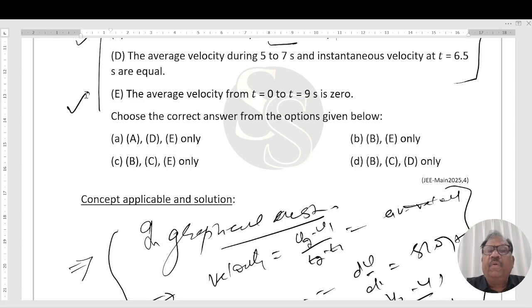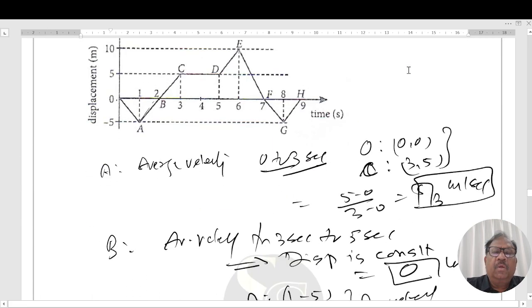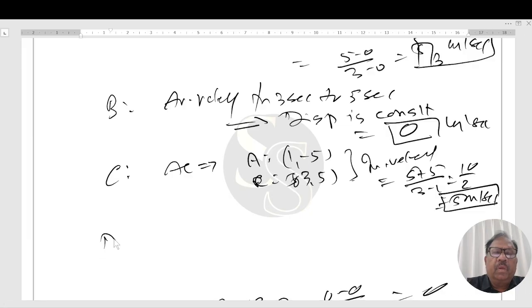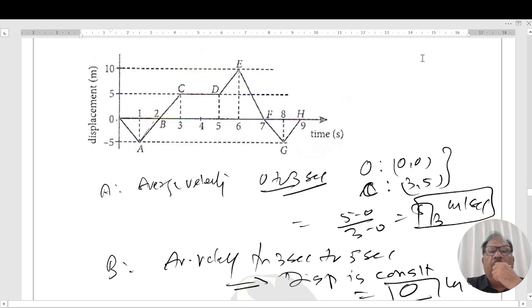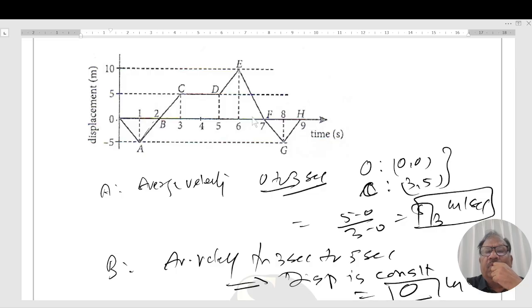Next, the D option, the average velocity from 5 to 7 seconds.